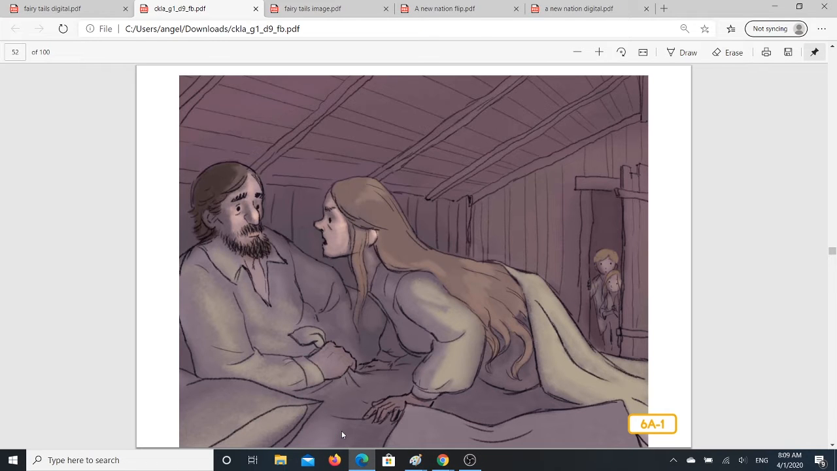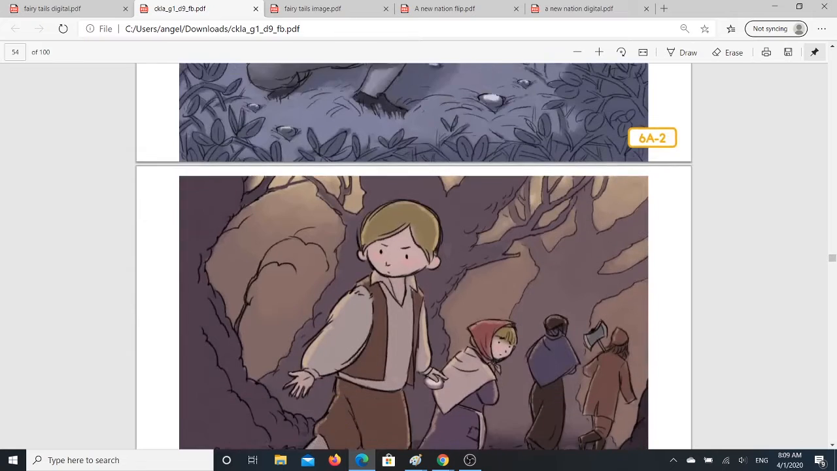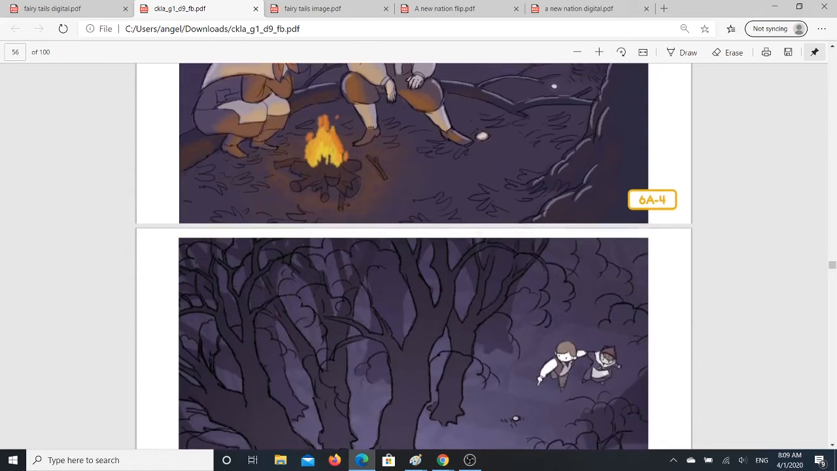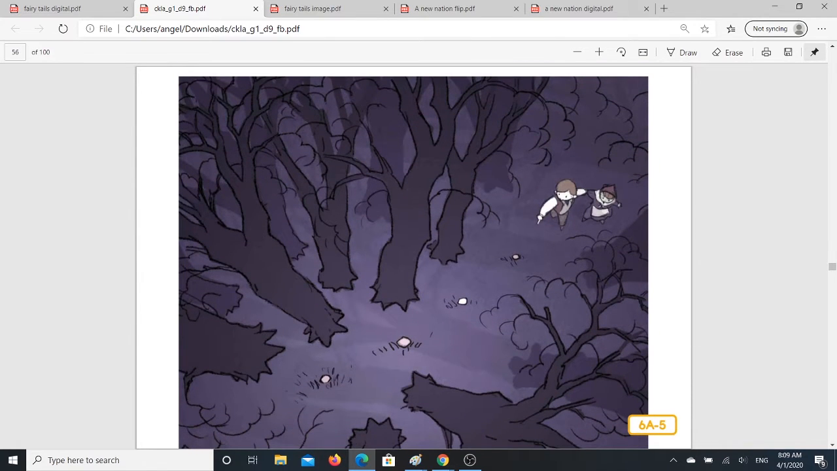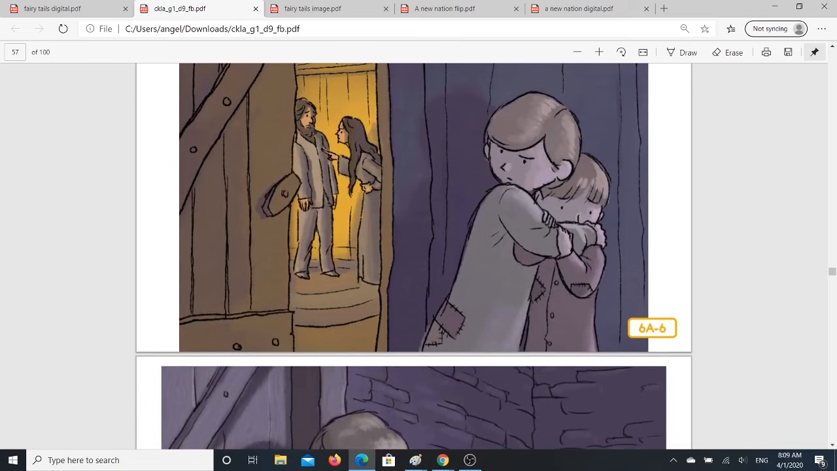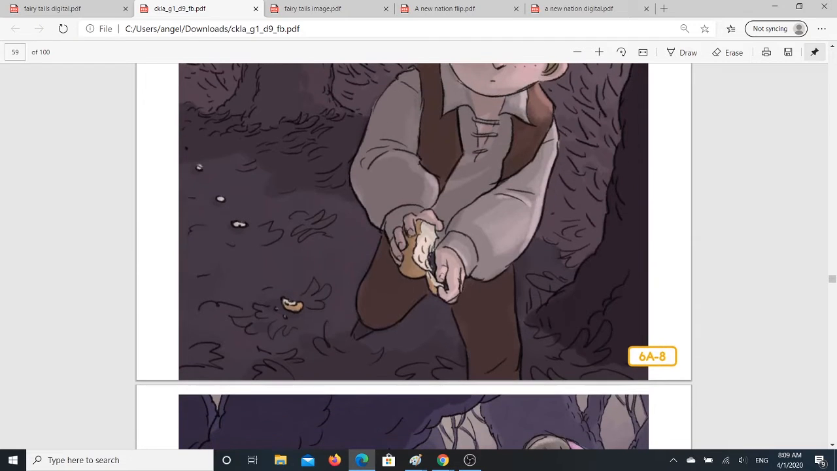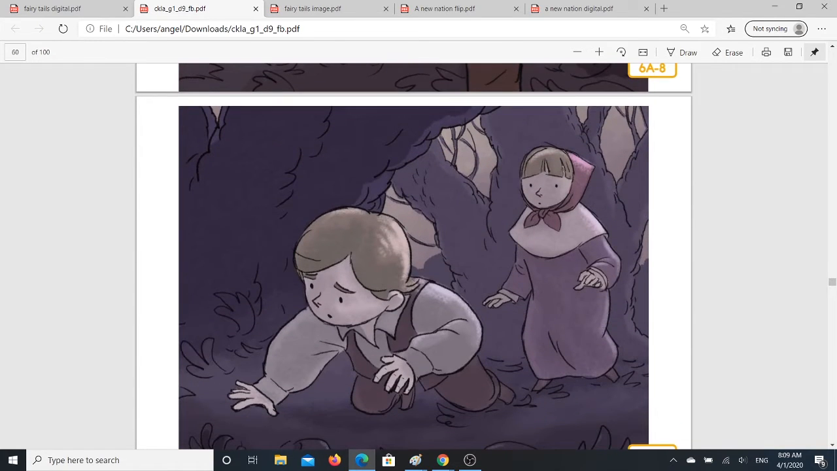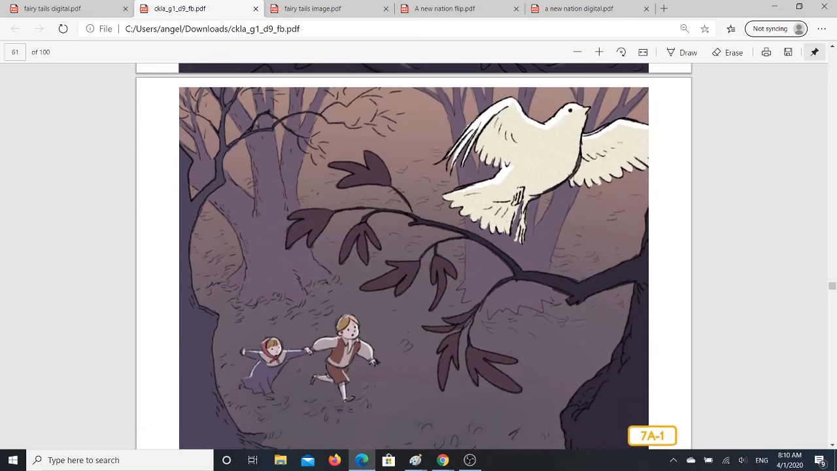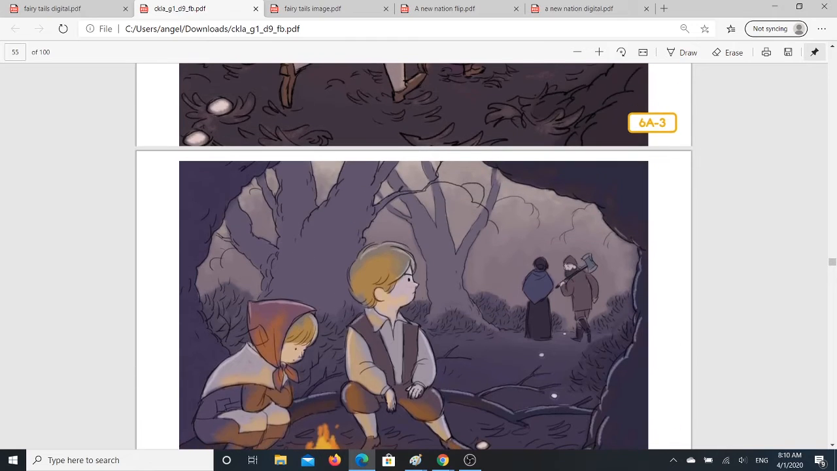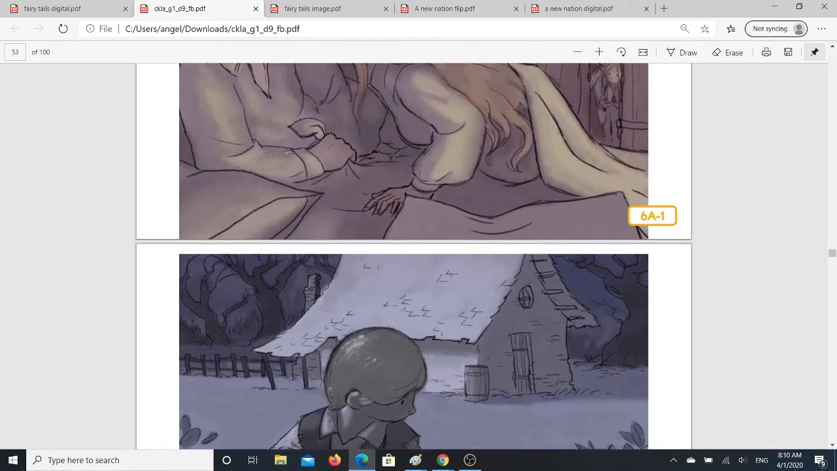So, think about what kind of problem Hansel and Gretel might have. I'm going to do a little bit of a walk through these pictures. You can see what's happening in the story. Think about what you think the problems are that they might be facing. Well, it'll be interesting to find out.